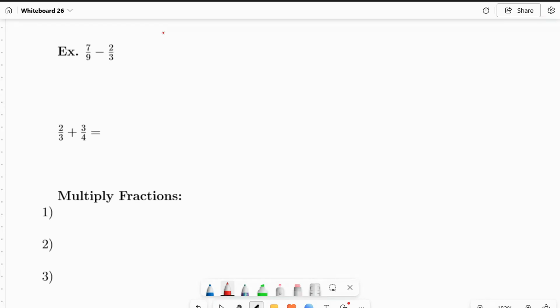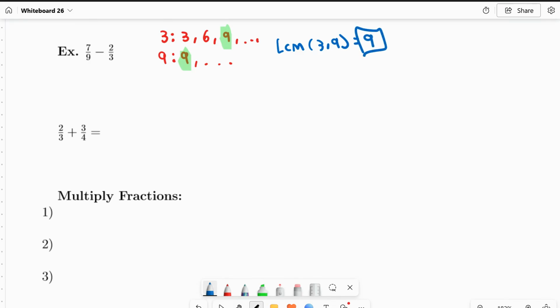If we were to start with 3, 3 times 1 is 3, 3 times 2 is 6, 3 times 3 is 9, and so on and so forth. And with 9, 9 times 1 is 9. So we don't even need to go very far, because clearly 9 is going to be my LCM of 3 and 9. What that means is 9 is going to be our common denominator between both of these two fractions.